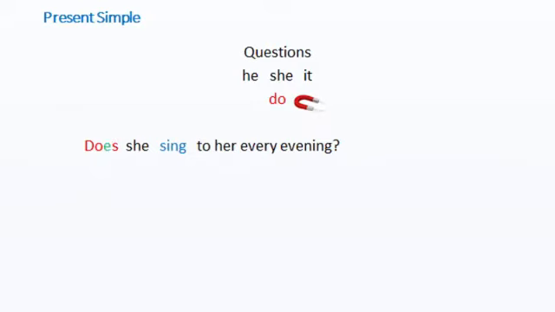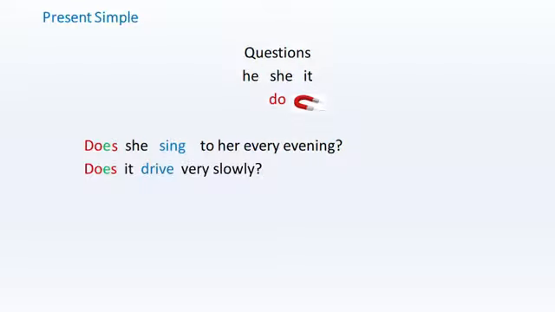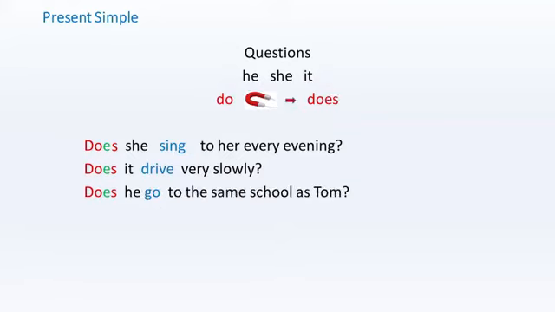So, does she sing to her every evening? Or does it drive very slowly? Or does he go to the same school as Tom?